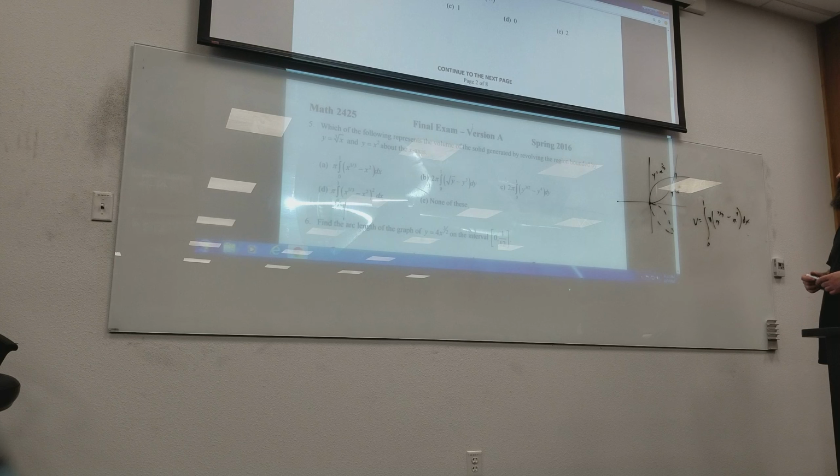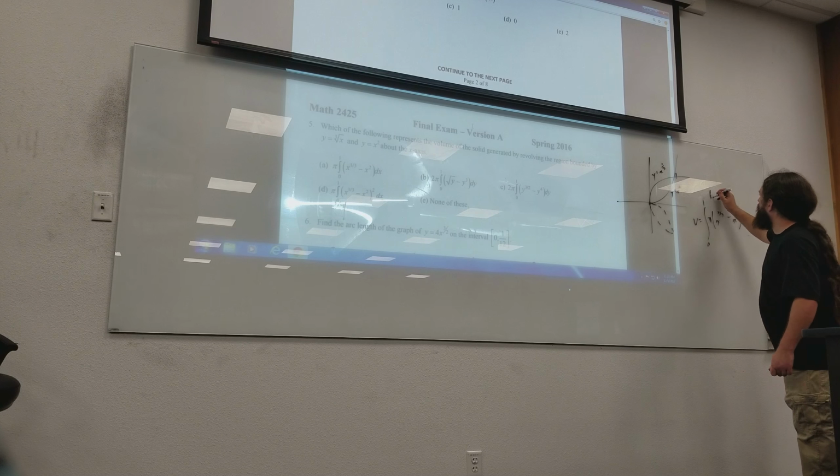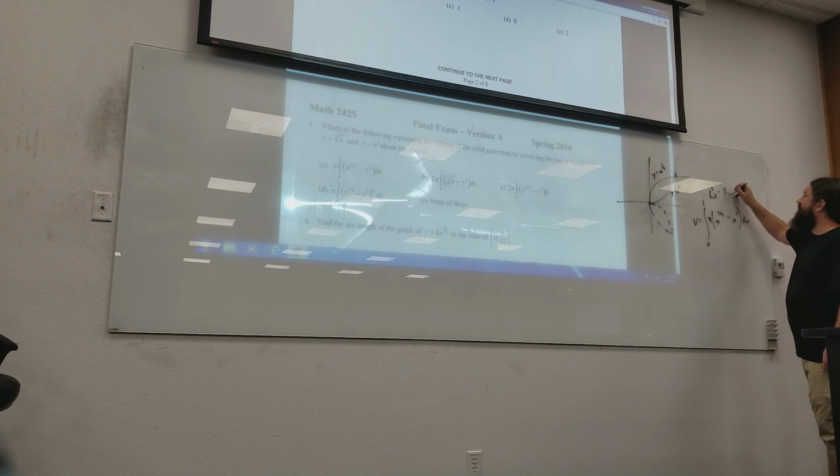I just factored out a pi. What do you think about this? No. 2/3, and then that's 3/2. No. What's the formula for the washer method again? It's outside radius squared minus inside radius squared. None of these look right.